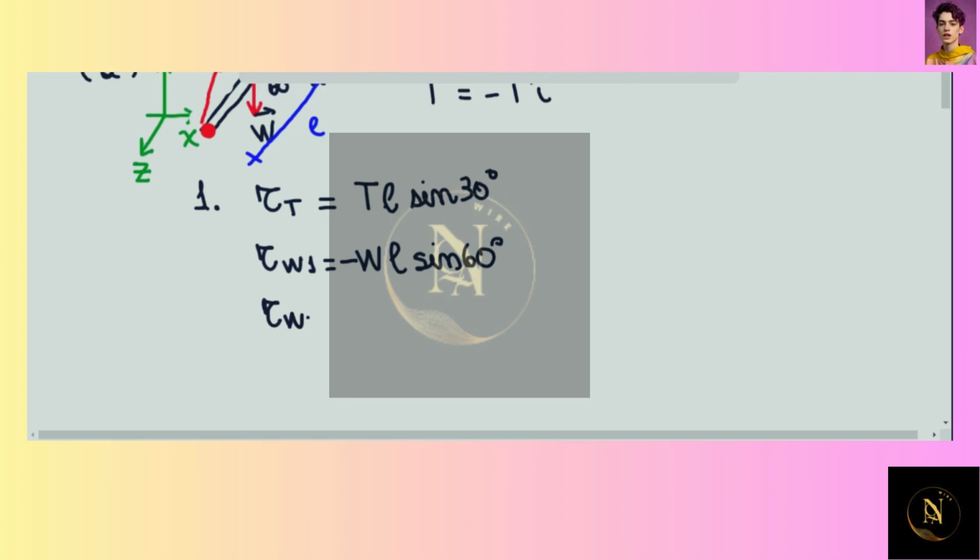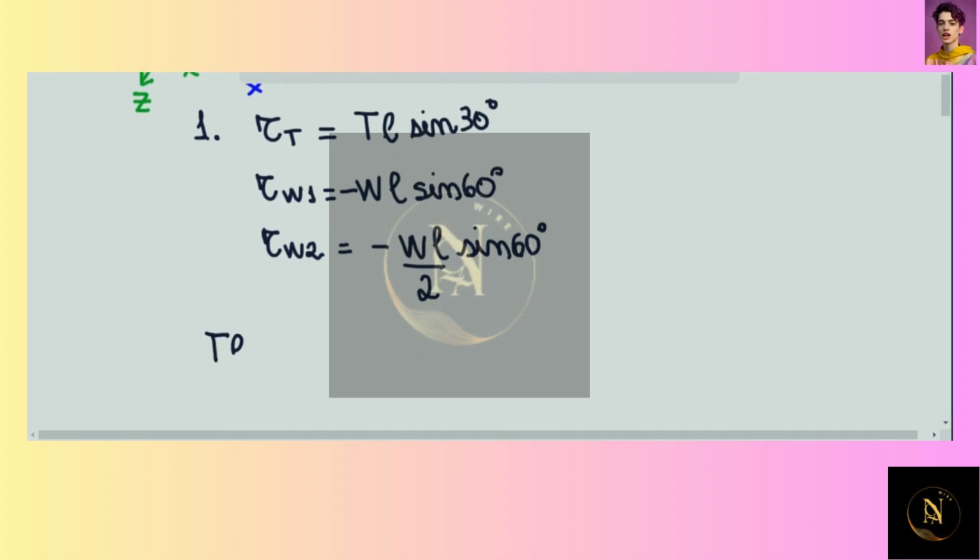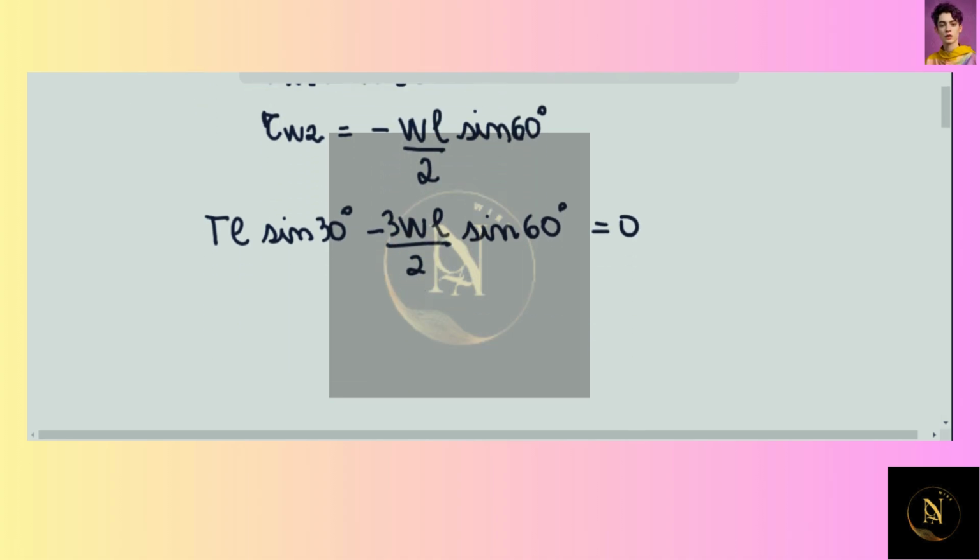Then tau W2, coming from the weight force on the strut, is equal to WL over 2, since it acts on the center of mass, times sine of 60. So the sum of the torques is TL times sine of 30 minus 3WL over 2 sine of 60, and this is equal to 0. So the L's can be cancelled out. So T is equal to 3W over 2.